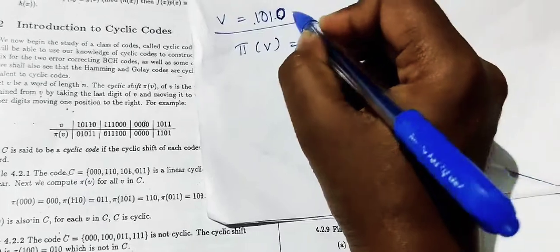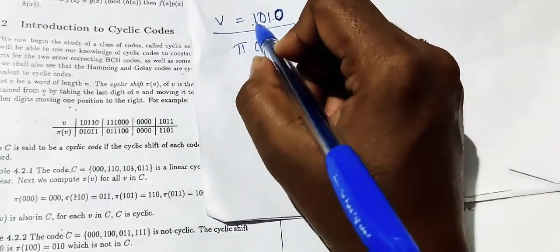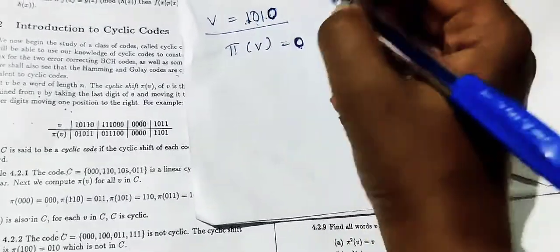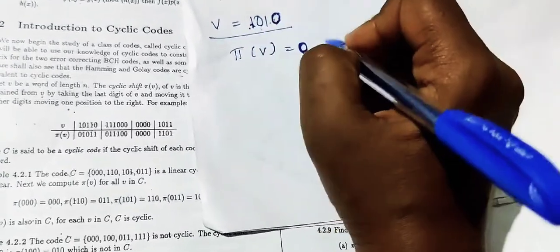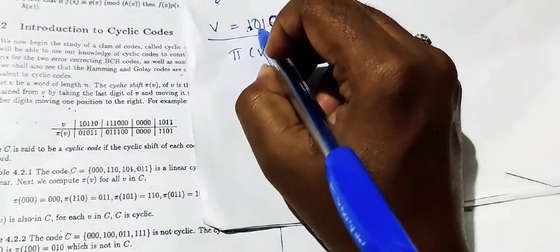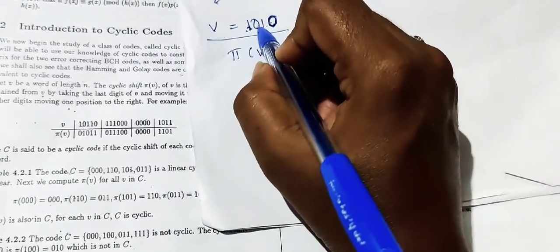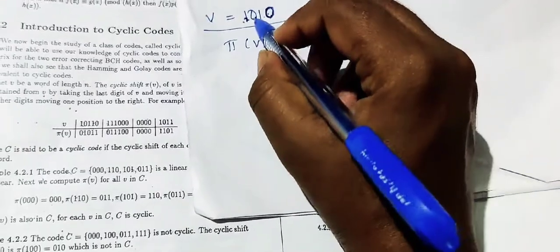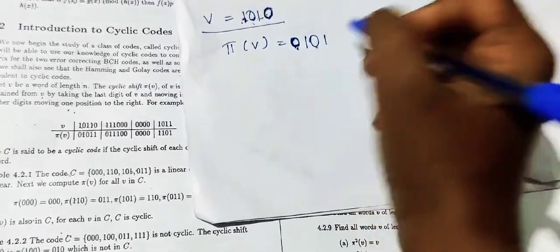What is the first element? It is 1, which moves to the second position. So 0 is the first one and V1 is the second one, and the next 0 moves to the next position, the third position, and 1 is in the last position. So this is pi of V.